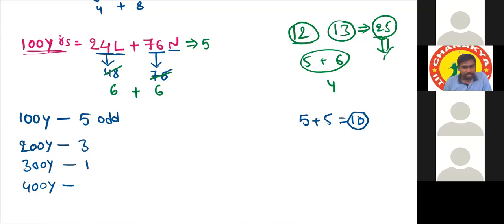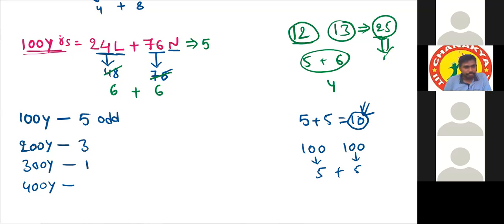Suppose 100 years is the cycle. In the first 100 years, how many odd days are there? 5 odd days. In the next 100 years also, there will be 5 odd days, correct? Yes, sir. So it will be 5 plus 5, 10. We have to bring it below 7. So then it is 3 odd days.